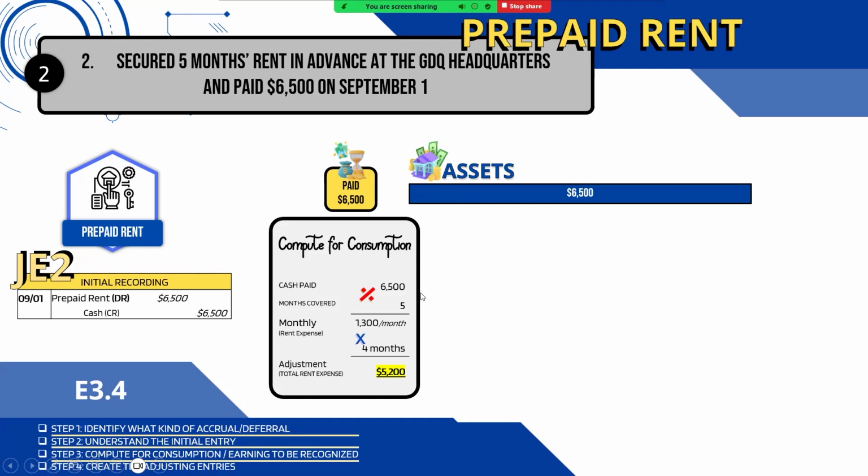So how do you get the amount of rent expense that we actually consumed? What we do is, step 1, get the amount paid, so 6,500. And then you ask yourself, for how many months are we covered for this? Well, technically, you're covered for 5 total months. And therefore, 6,500 divided by 5 months is that, as expected, you're consuming 1,300 rent expense per month.